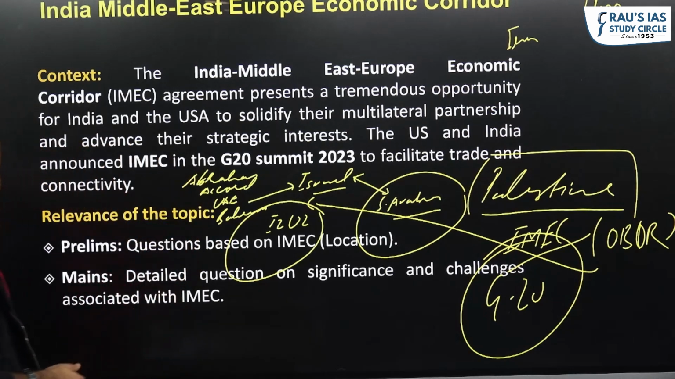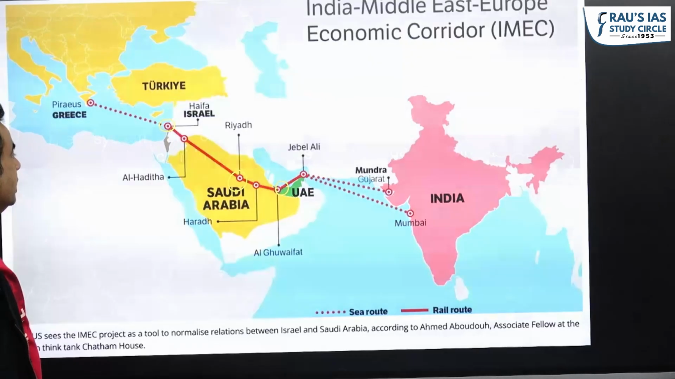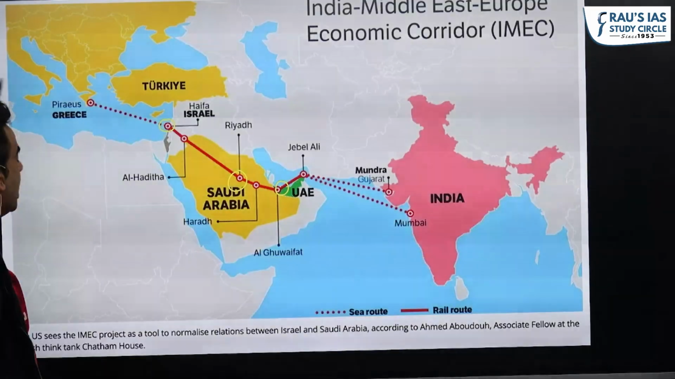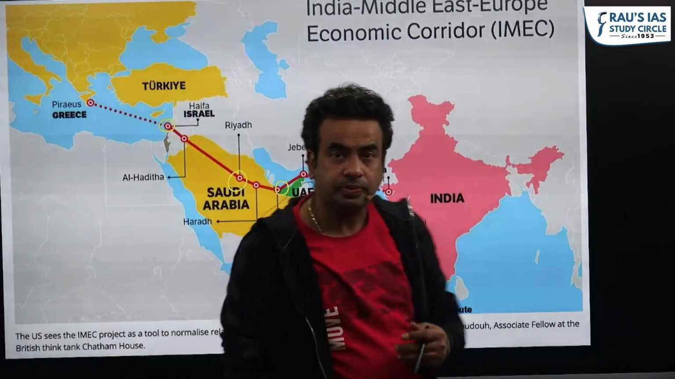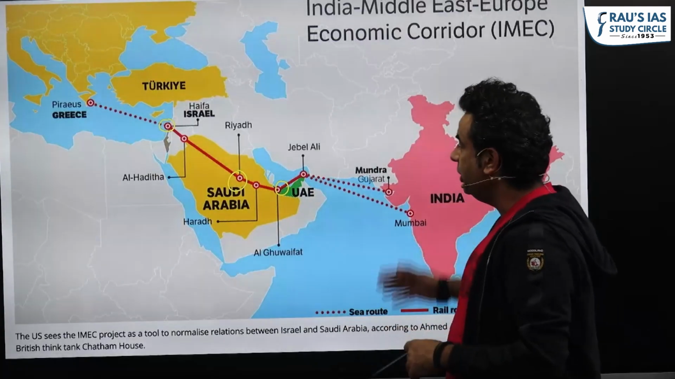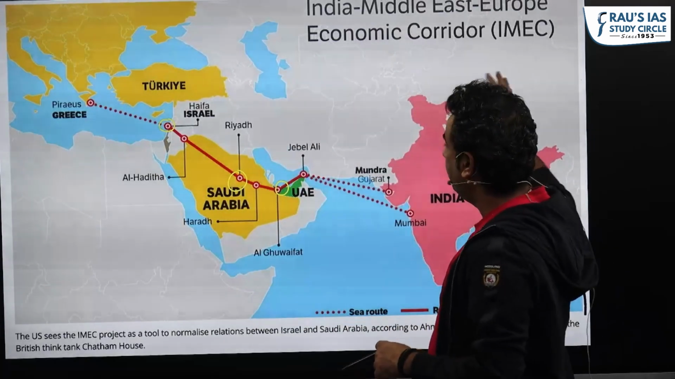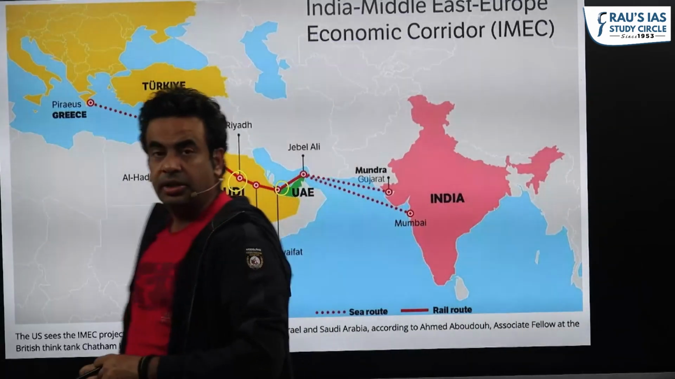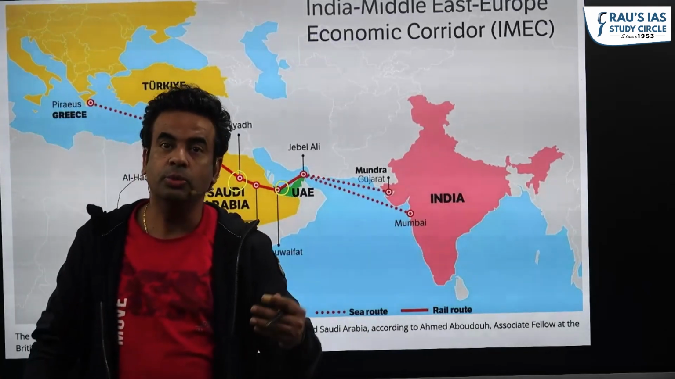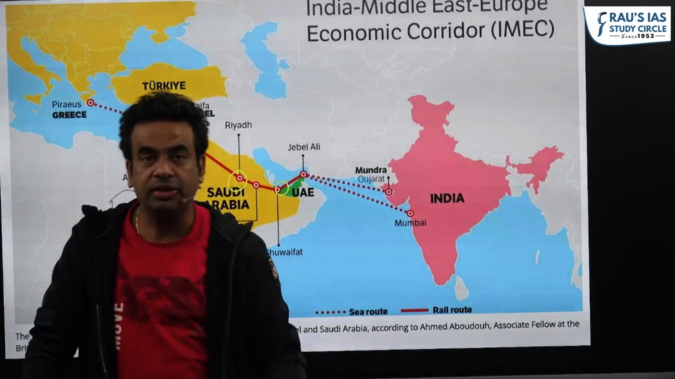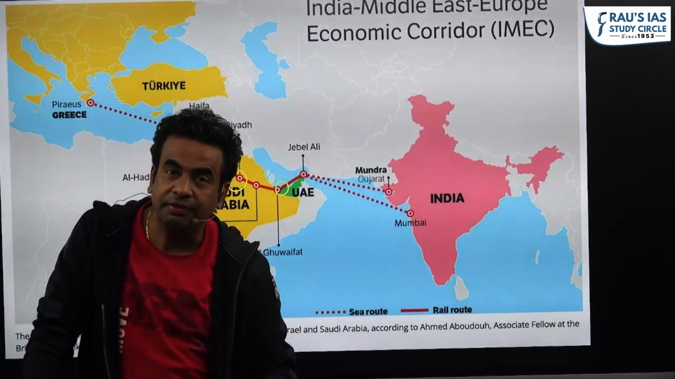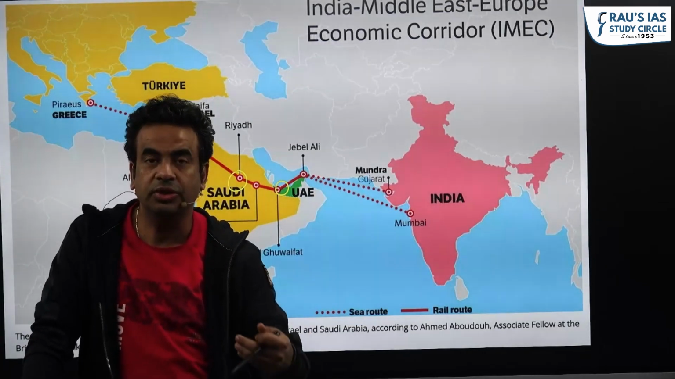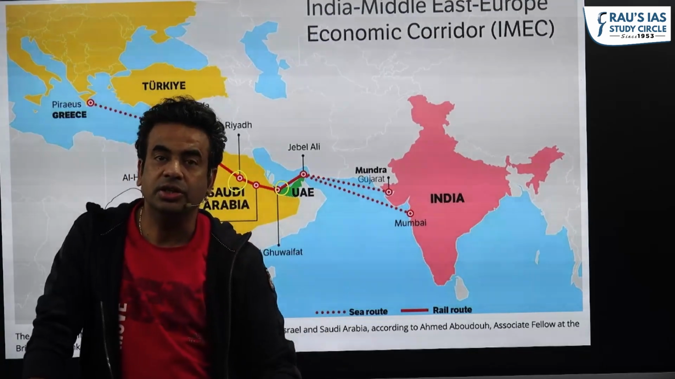So this is what you need to know from the prelims point of view, that is the location, and the significance and challenges I have already told you. This is the broader geopolitics of IMEC, as the US wants to build IMEC with the help of India, to counter the rising influence of China in the region, as China's presence is increasing through OBOR. So if IMEC is successful, it will be a setback for China. If China is able to derail IMEC, it will mean increasing influence of China. This is the geopolitics going on within this region through IMEC.